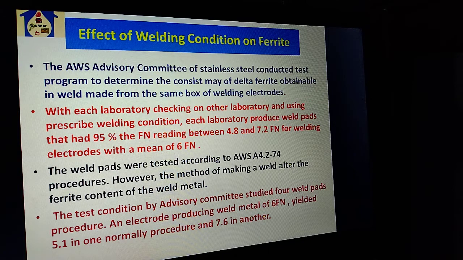The weld pads were tested according to the AWS A4.2 procedure. However, the method of making a weld can alter the ferrite content of the weld metal. The test conditions in the advisory committee study for weld pads produced by an electrode producing weld metal of 6 Fn yielded 5.1 in one welding procedure and 7.6 in another.